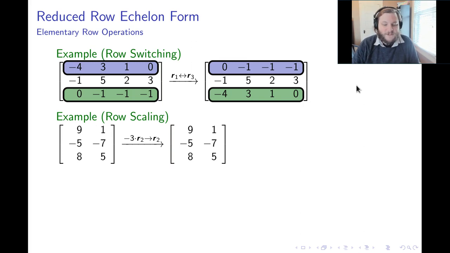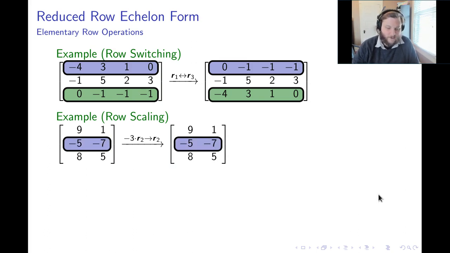What about row scaling? Here we're going to take this perfectly good 3x2 matrix, and this notation says we should take the second row and scale it by -3. So here's the second row. Let's perform the row operation by scaling it by -3. We take the original -5, -7. When we multiply by -3, we produce the new row 15, 21.